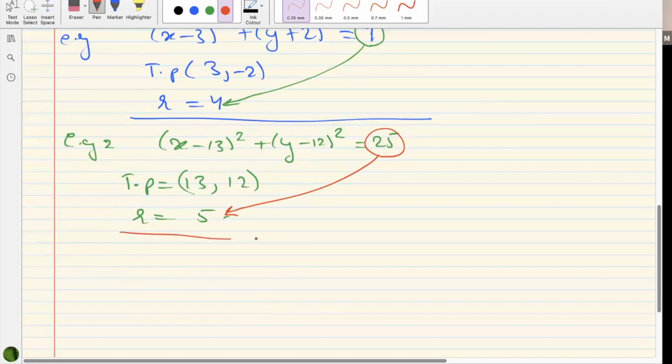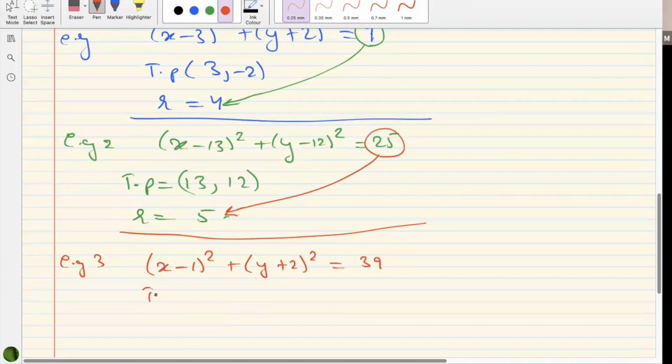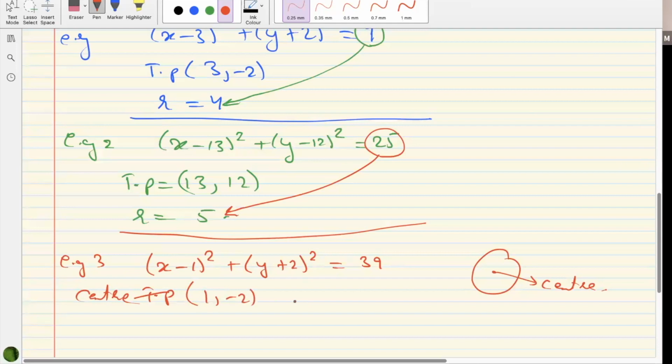So what if we do not have perfect squares? (x minus 1) whole square plus (y plus 2) whole square is equal to 39. So the coordinates of turning point, or center, we should call it center, the coordinates of center would be 1 comma minus 2 and radius will be square root 39 because it is not a perfect square. Getting it?